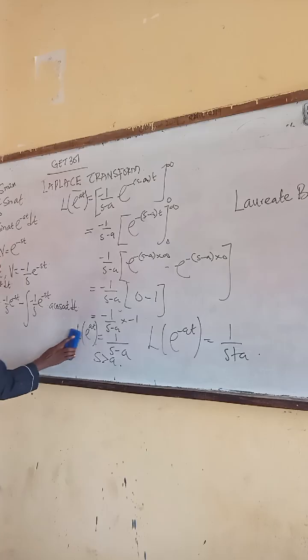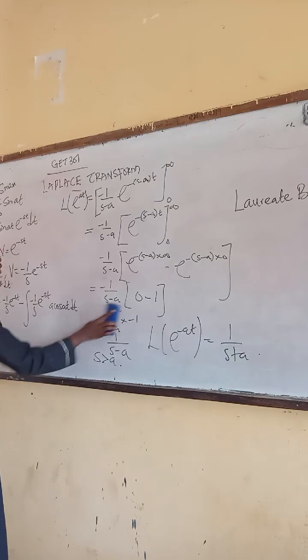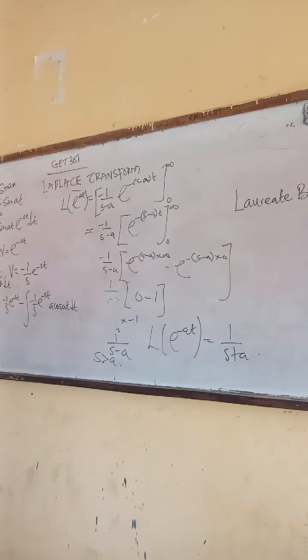Are you following? So from this place, I'm going to have minus sin at over s exponential minus st, right? Plus a over s, integral of exponential minus st cos at dt. Please, are you following?